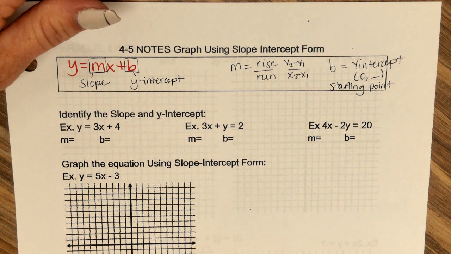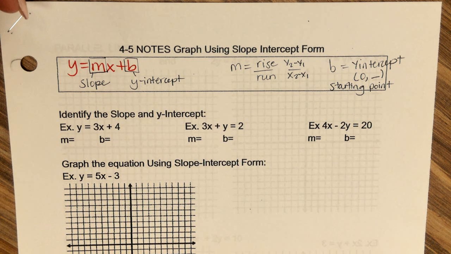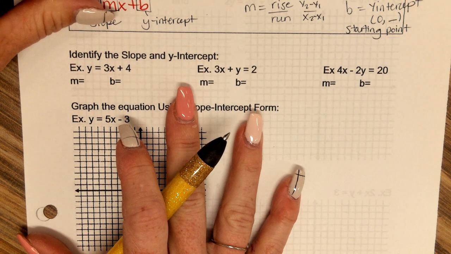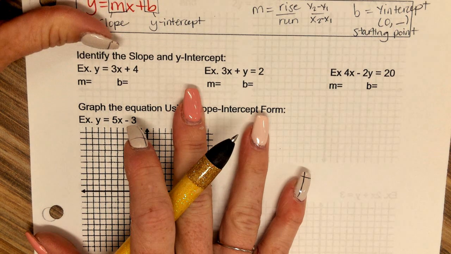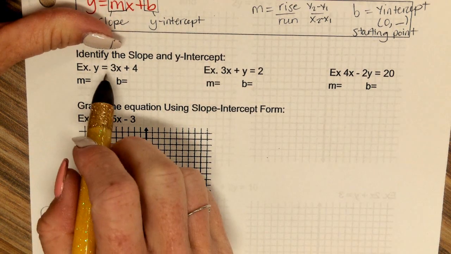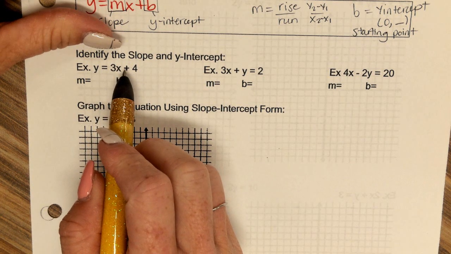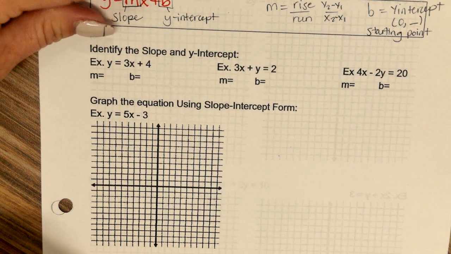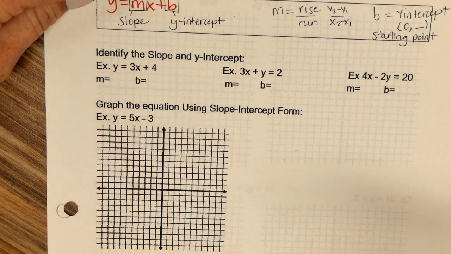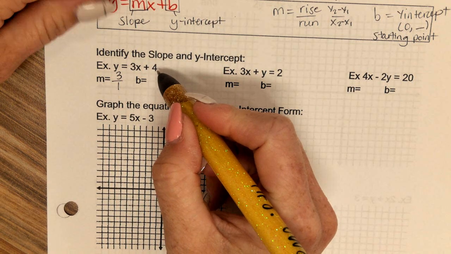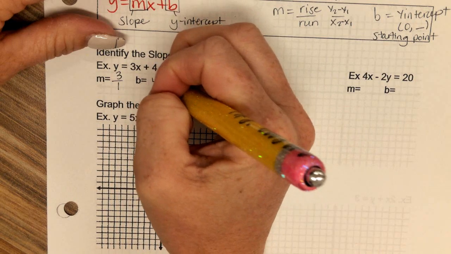So again, if you're given an equation in slope-intercept form, the easiest way to graph is with the slope and the intercept, okay? Before we start graphing, the first thing you need to be able to do is identify the slope and y-intercept. So everybody look at this equation. Is it in slope-intercept form? Yes. So what is the slope? And if I want it as a rise over run, I would say 3 over 1. What is the y-intercept? 4.